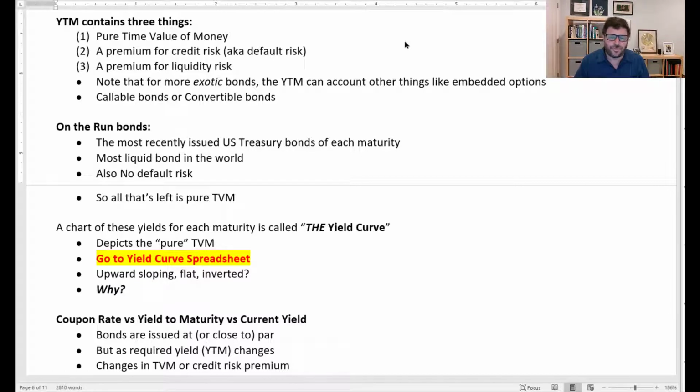And note that for more exotic bonds, the YTM can account for other things like embedded options. Some bonds are callable or convertible. That's not something we have to worry about too much in this particular class.